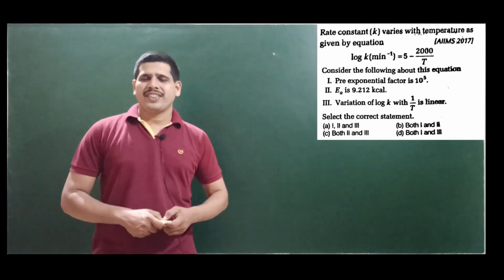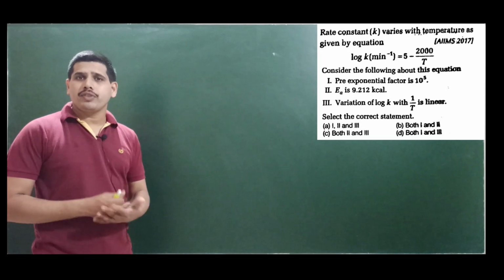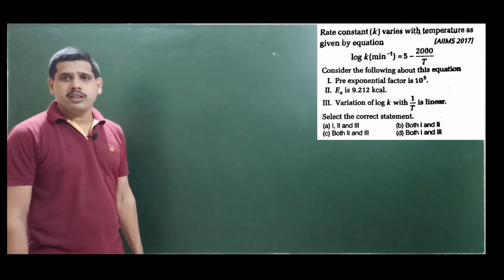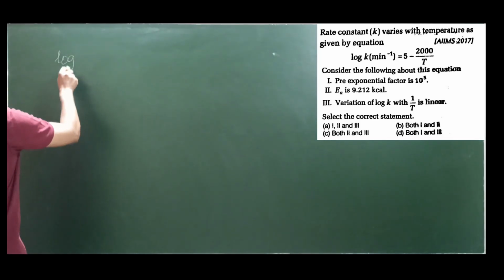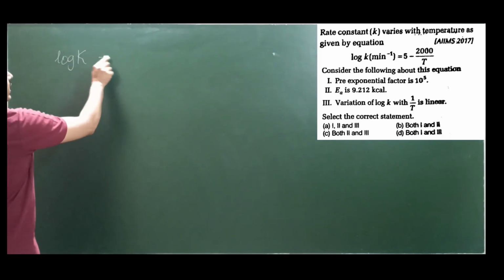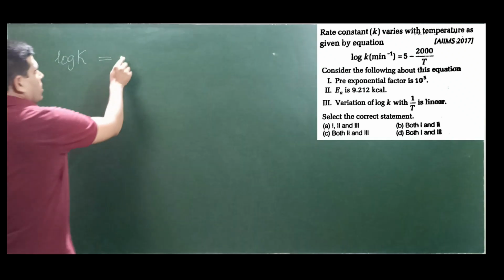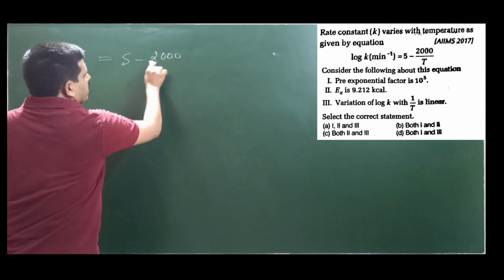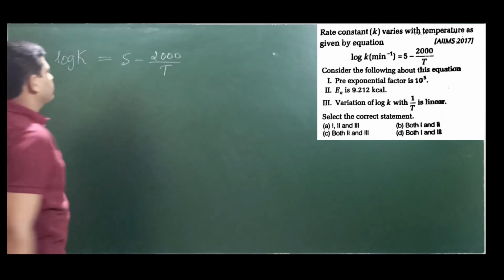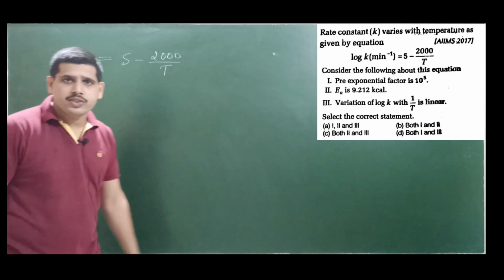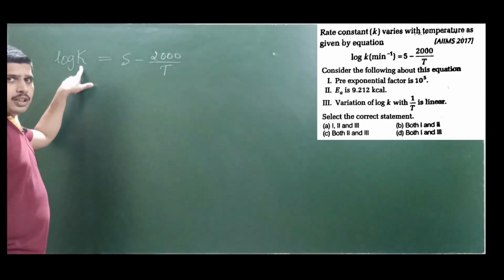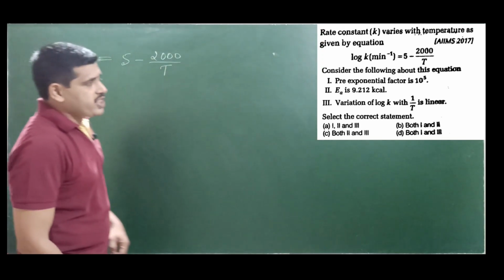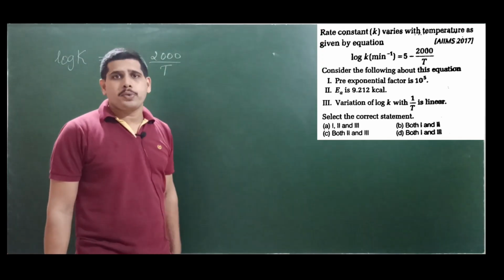Hello dear students. Here in this question we are given a rate constant expression which varies with temperature according to the equation: log of the rate constant K is equal to 5 minus 2000 divided by temperature. So this is an expression for the rate constant, of course per minute, which varies with the temperature. By making use of this equation we have to select the right options.